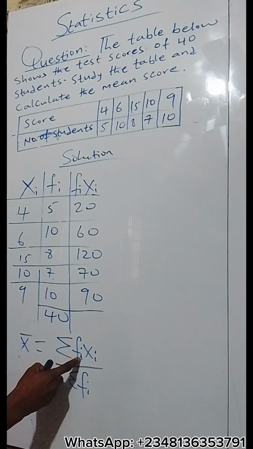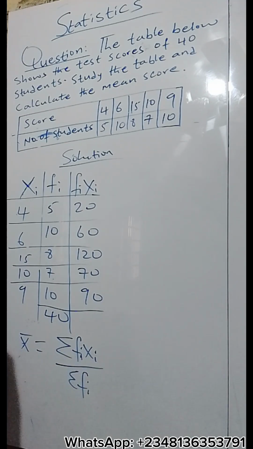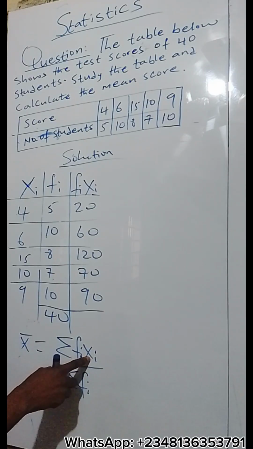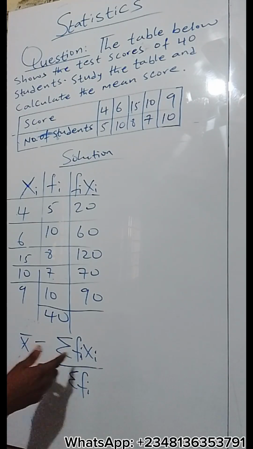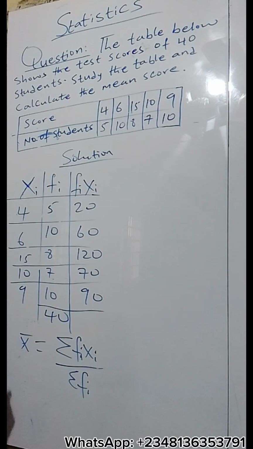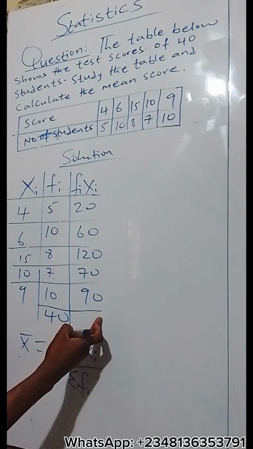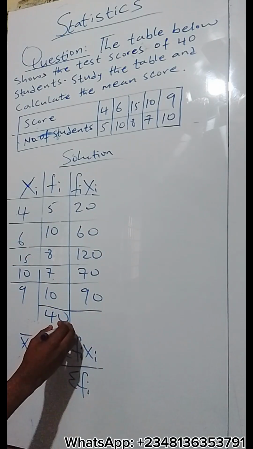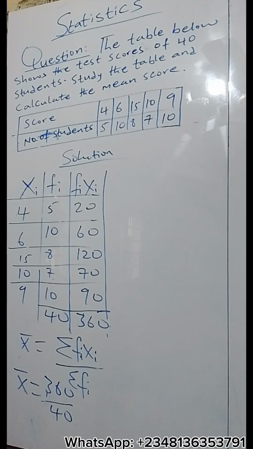So the summation of f sub i x sub i, I will just call it summation fx. We have this together, we are going to get 360 divided by 40. Therefore, 0 cancels 0, then 4 here 1, 4 here 9. In other words, our x bar is equal to 9. So this is the mean score.